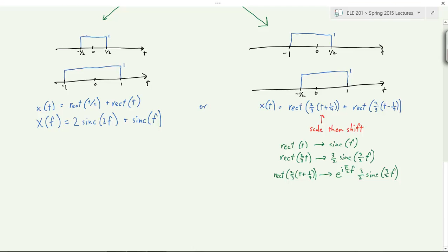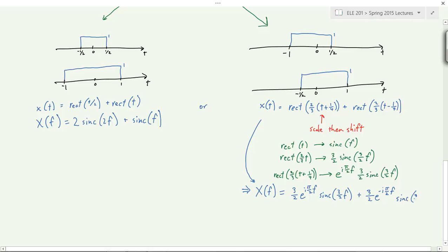Now let's jump back to what we have from up here. Therefore, the Fourier transform of x is just going to be the sum of two things which we've just derived. It's going to be 3 over 2 e to the i pi over 2 f sinc 3 over 2 f plus this other one that has a negative there. Okay, so we're saying that's the Fourier transform.